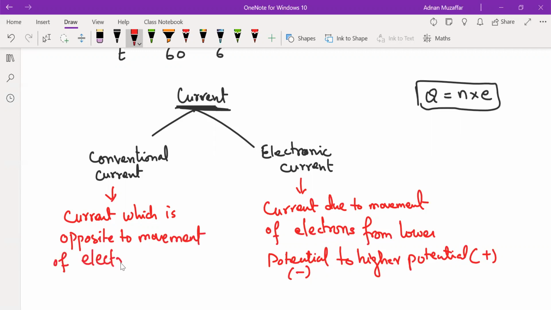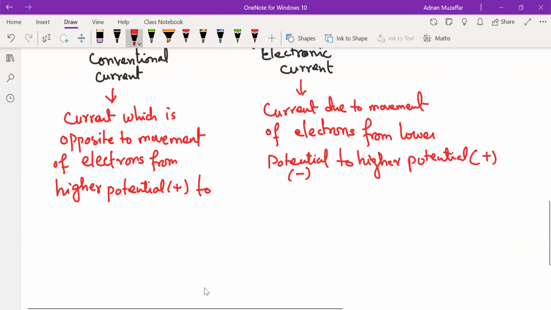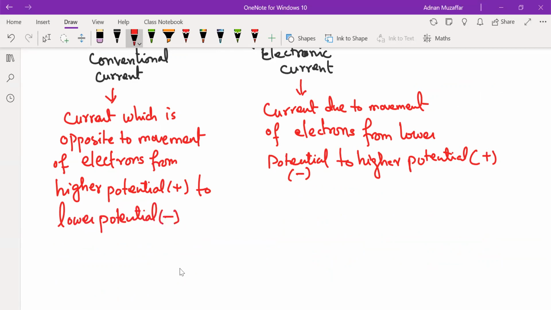If I'm saying opposite to movement of electrons, so definitely it will be from higher potential to lower potential, meaning from positive to negative. Higher potential, which is positive, to lower potential, which is negative. And in our circuits, I mean in our syllabus, in most of our DC circuits, we always consider conventional current direction from positive to negative.